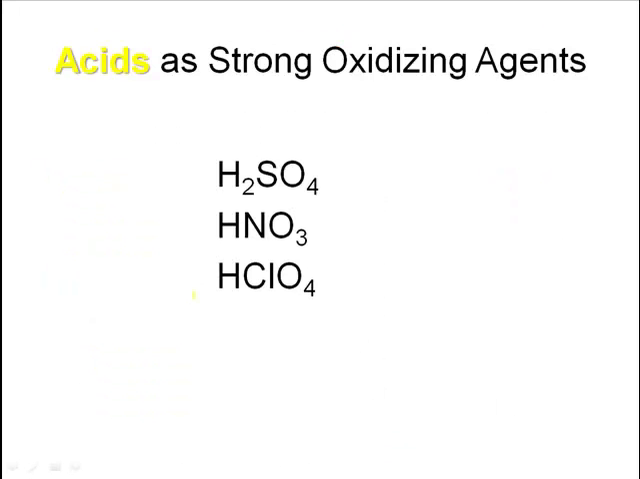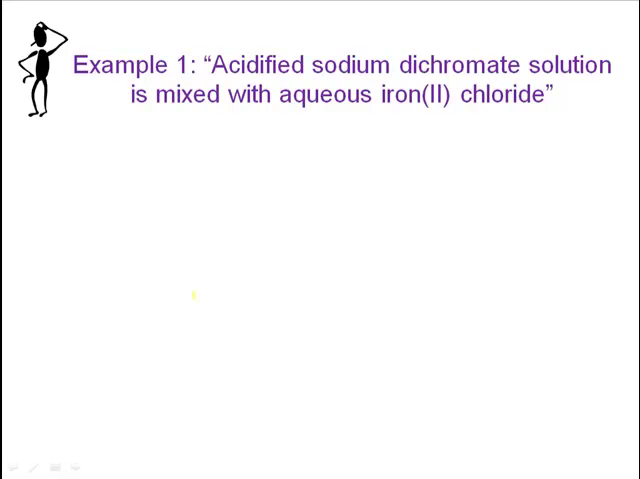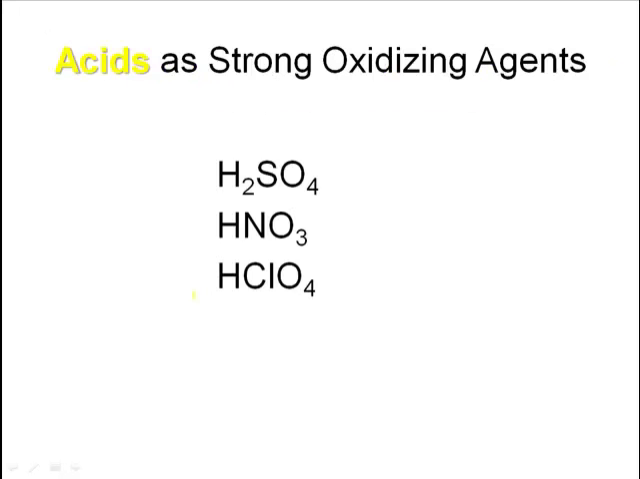All right. Now, here are acids that are strong oxidizing agents. So your sulfuric, your nitric. Why are these here? Those two usually have color-changing compounds, so they can be used as indicators as well as oxidizing agents.